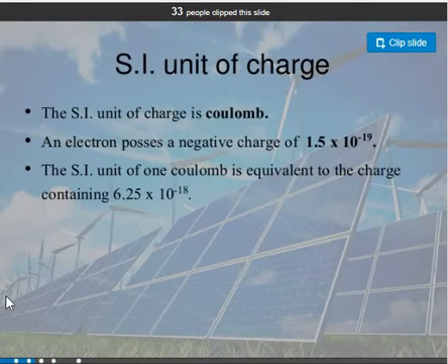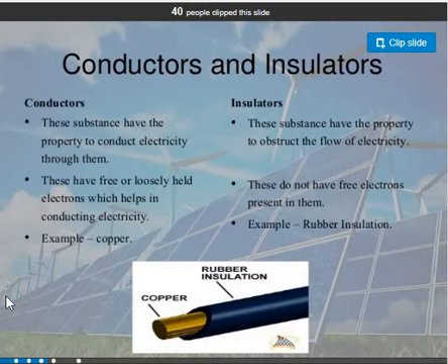SI unit of charge. As we know, the SI unit of charge is coulomb. If it is an electron, then it is a negative charge of minus 1.6 × 10^-19, but if it is a proton, then it is plus 1.6 × 10^-19. And 1 coulomb is equivalent to the charge contained in 6.25 × 10^18 electrons.